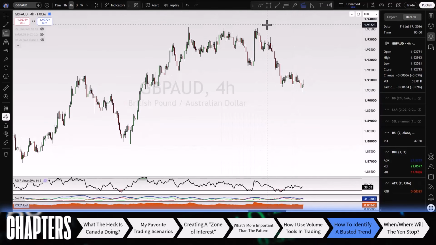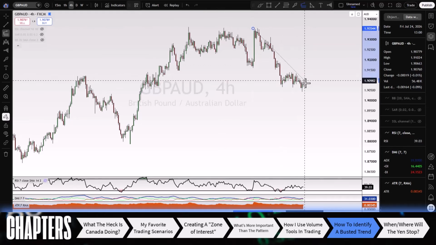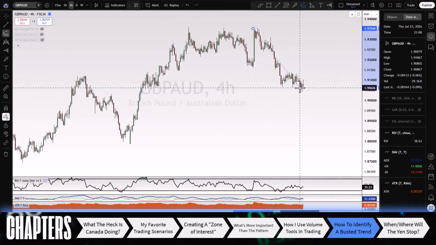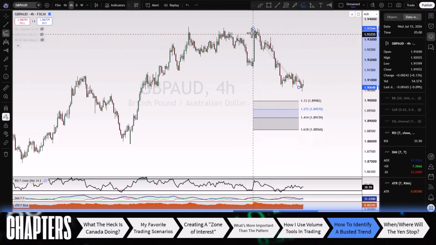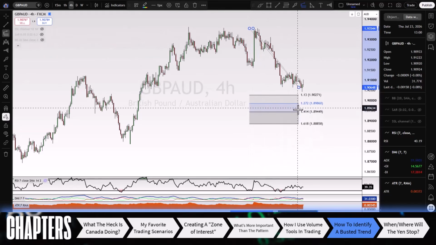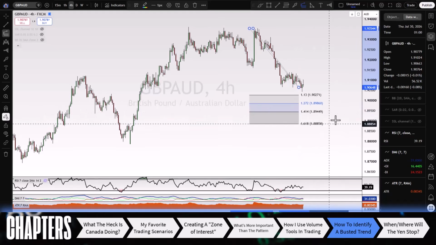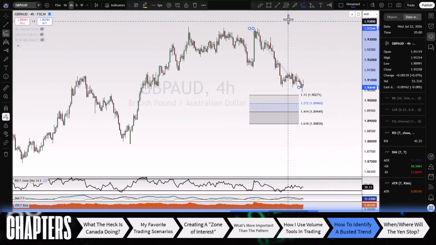I'll take my Fibonacci extension tool from the most recent swing high to the swing low right in here. Yep, and back up. It's going to give me a few levels. I'm going to have a 127 extension right below that 190 even handle. I'm going to have a 1618 extension right below that 189 even handle.